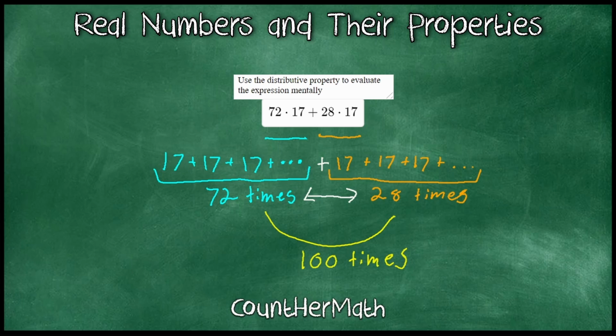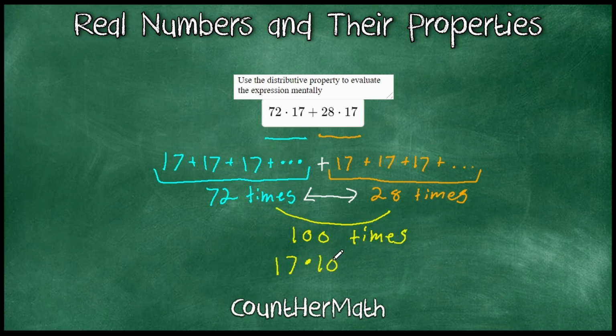72 plus 28, that's 100. So we end up actually needing to find 17 100 times. Multiplying by 100s using that tens makes our lives a whole lot easier. 17 and 2 zeros. So 1,700. I really like this problem because it actually threw me for a loop the first time I saw it.